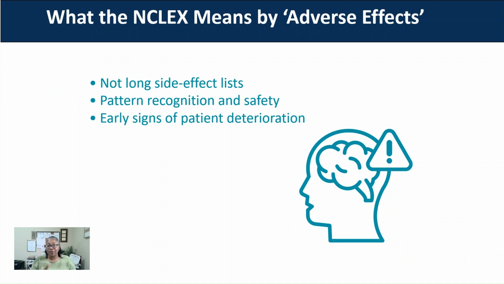So in nursing school, adverse effects are often taught as long lists. But on the NCLEX, adverse effects are about pattern recognition. The NCLEX is asking, is this normal? Is this an expected finding? Or is this an early sign of something dangerous? So your job as a nurse is not to memorize every side effect. It's to recognize the ones that signal harm is coming.